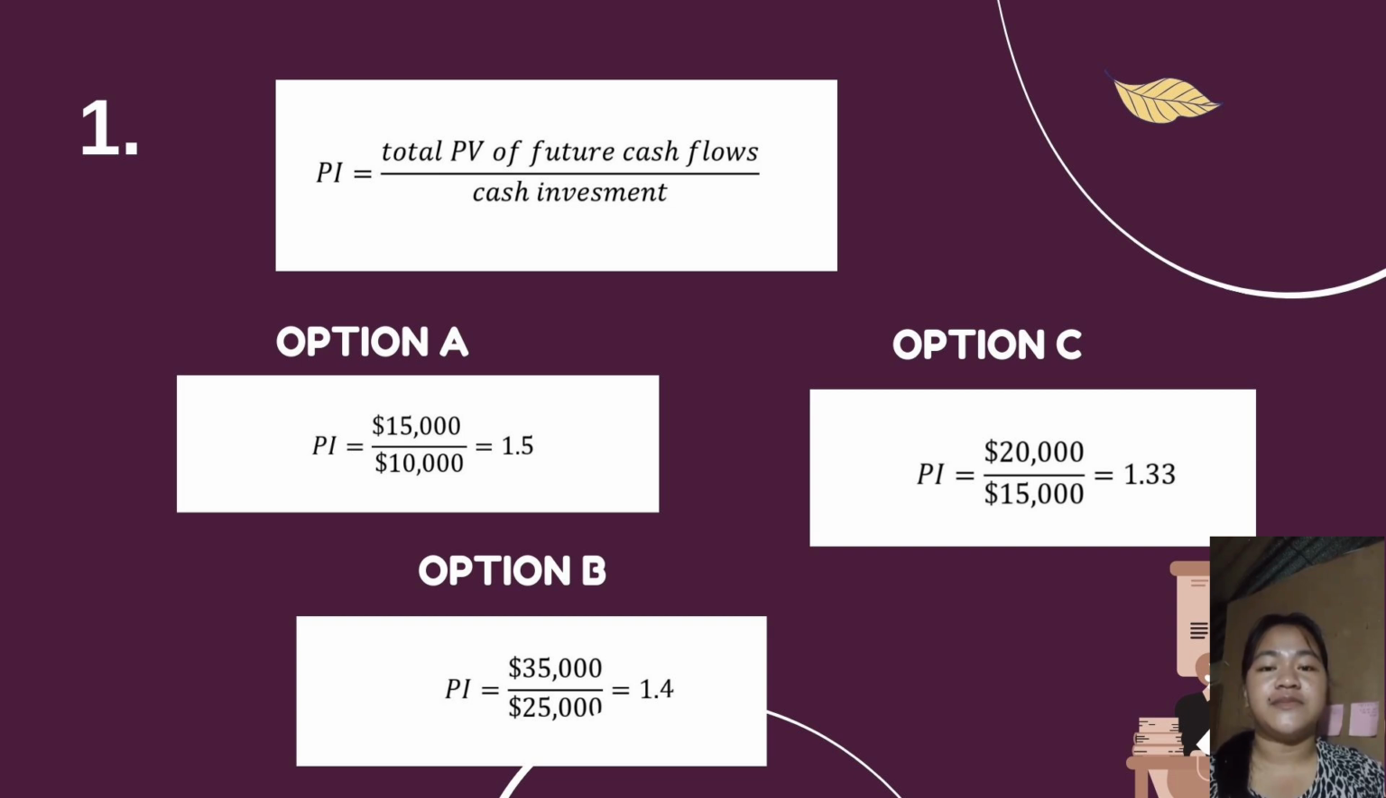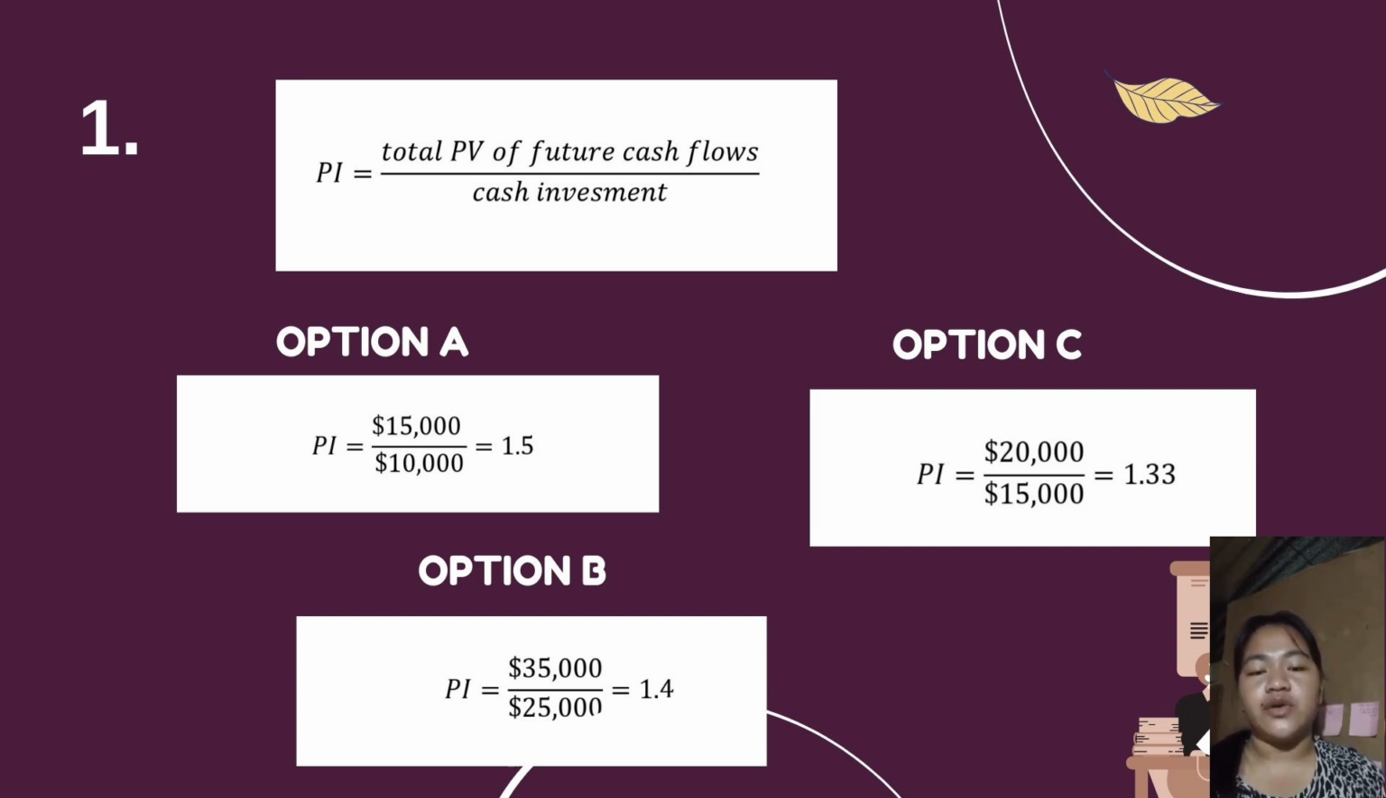So, we get a profitability index of 1.5. In option B, we have a total PV of $35,000 divided by the $25,000 of initial investment. So we get a 1.4 in profitability index. In option C, we have a $20,000 total PV divided by the $15,000 initial investment. So we have here a 1.33 profitability index.